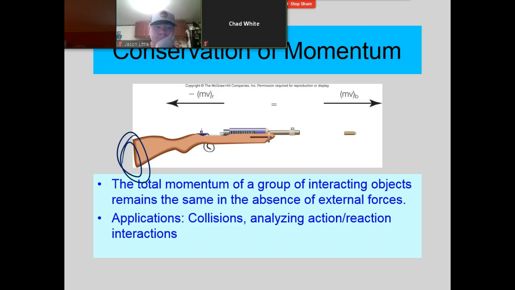So the total momentum of a group of interacting objects remains the same in the absence of external forces. Now, the firing of the bullet in there, that's an internal force. It affects the speed of the bullet and the speed of the rifle, but it's an internal force.